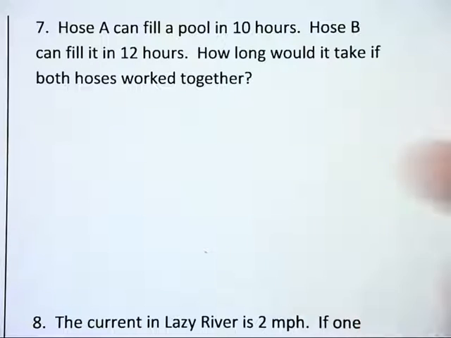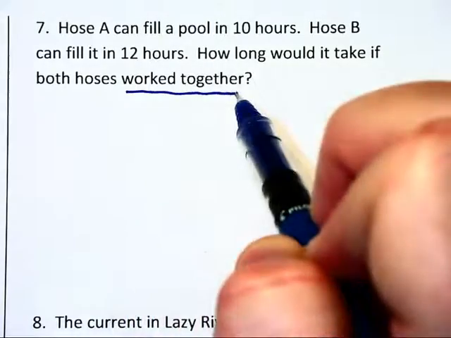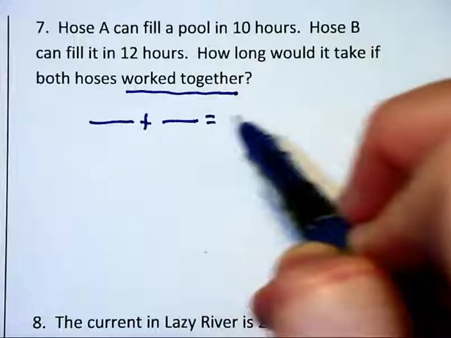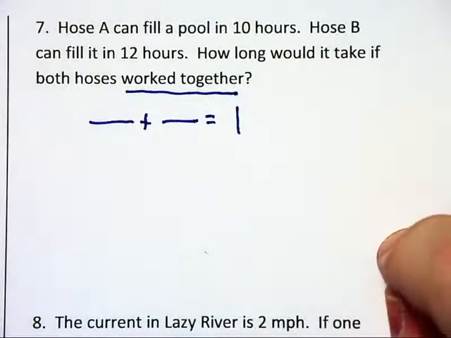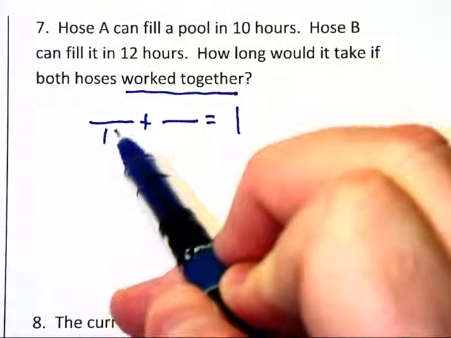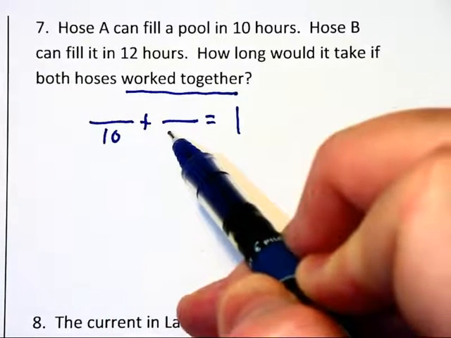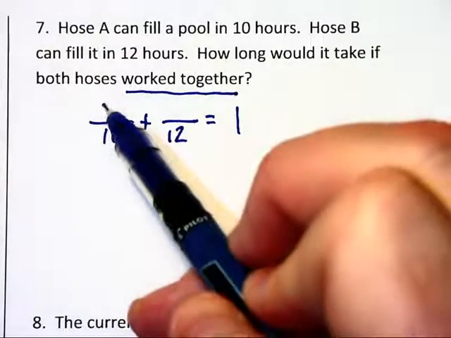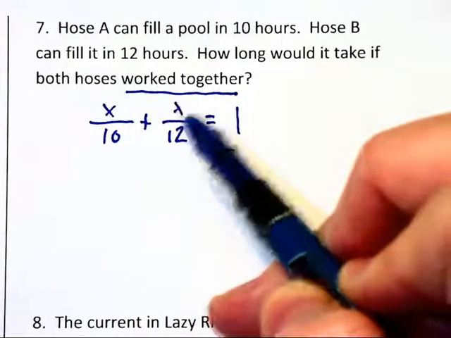Okay, this next problem is one of those work problems, working together, and it's always going to be fraction plus fraction equals 1, the way I teach this. Hose A can do the job alone in 10 hours. Hose B can do this in 12 hours. How long would it take if they're working together? Well, x is what we're looking for.